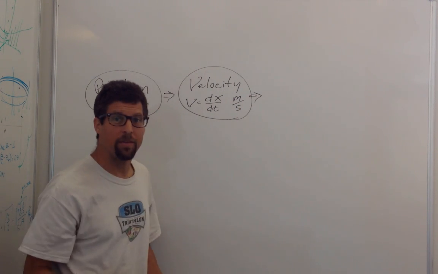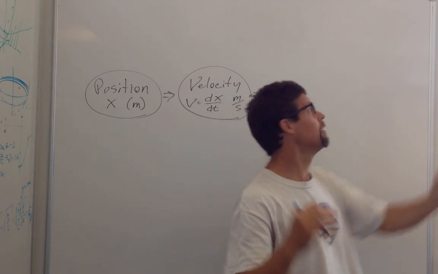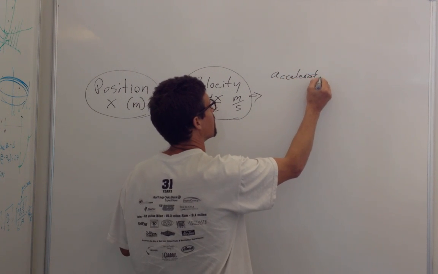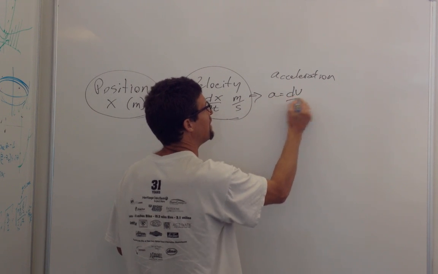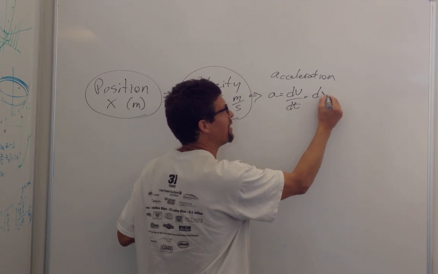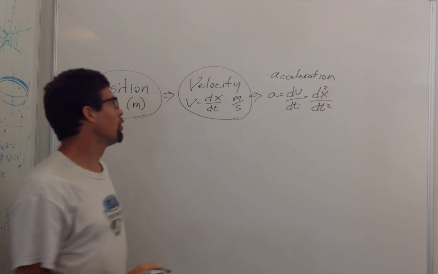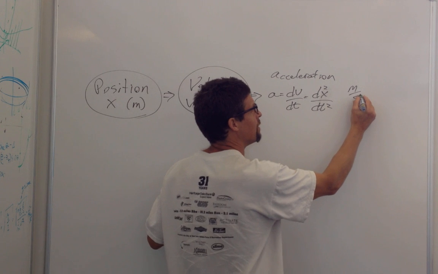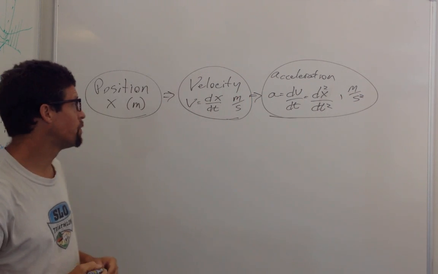And we take the derivative of velocity, the rate at which your speed is changing, and we have acceleration. And that is, acceleration is dv dt, the rate of change of velocity, or it's the second derivative of displacement. And those units are going to be meters per second, or meters per second squared.